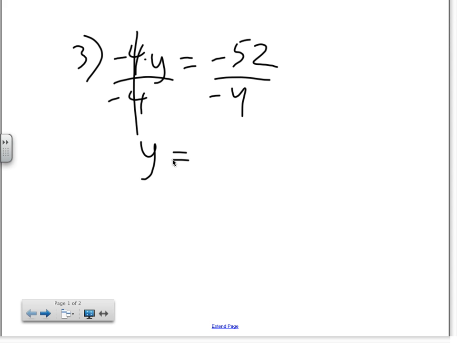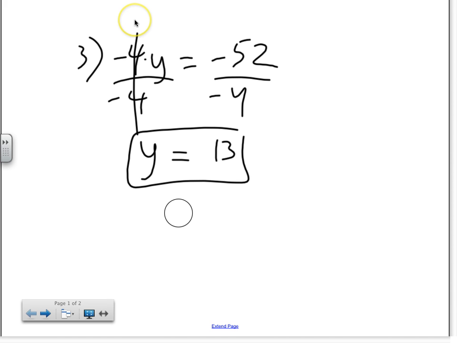Very good. A negative divided by negative is a positive, and if you want to be careful, I would definitely take that number right there, plug it back into y, and test it out. 13 times negative 4 is negative 52. Check, check, done. Is this hard? No. So, out of the 3 problems, pretty easy stuff, right? Take a look at number 4 now.